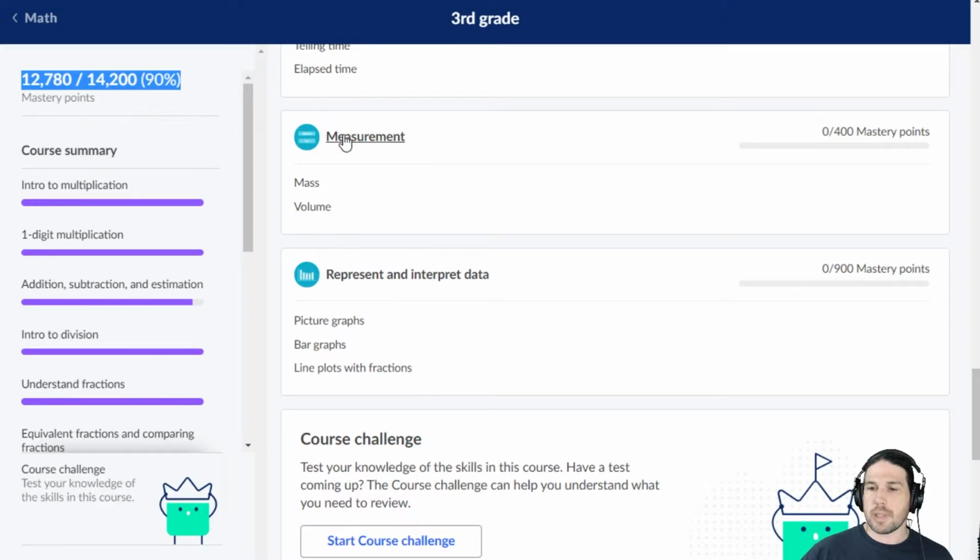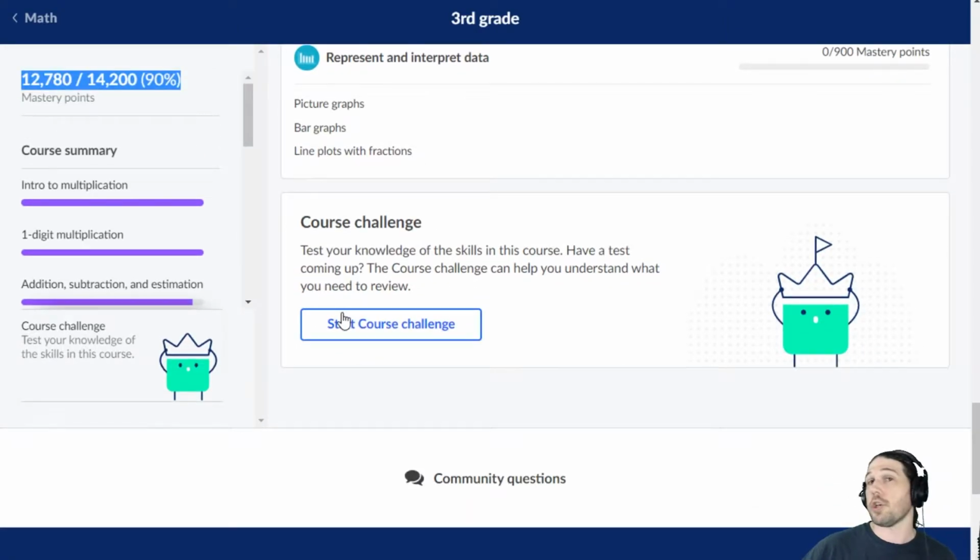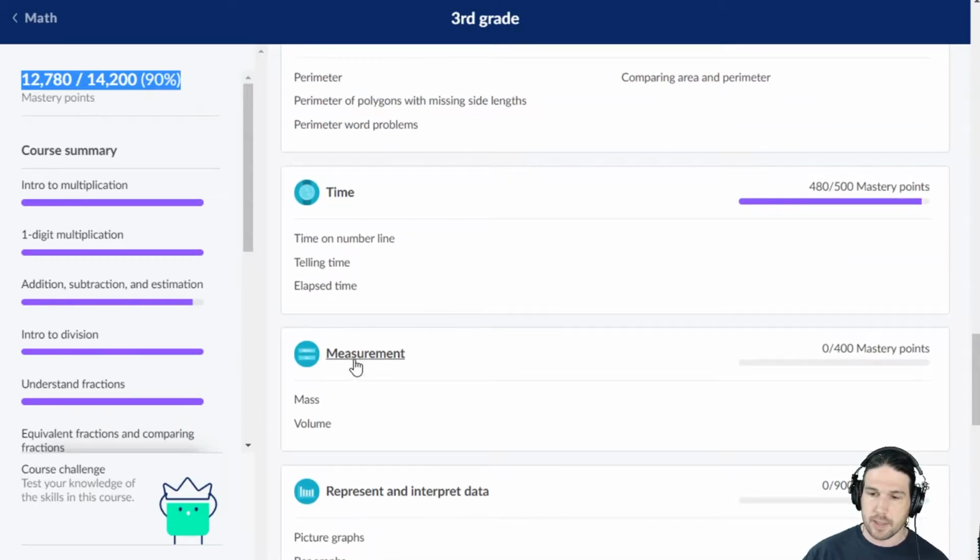For now, let's go ahead. We've got measurement to do. We've got represent and interpret data to do. Then we've got the course challenge, and then we'll go back and clean up any percentages that we lost because I got problems wrong at bad times. Measurement.